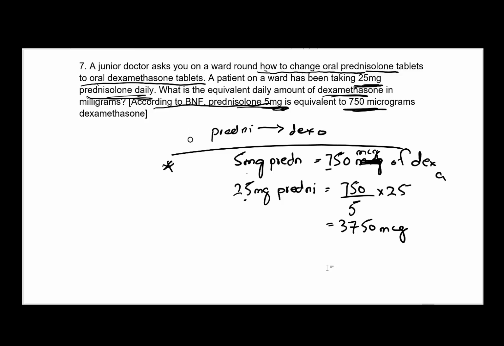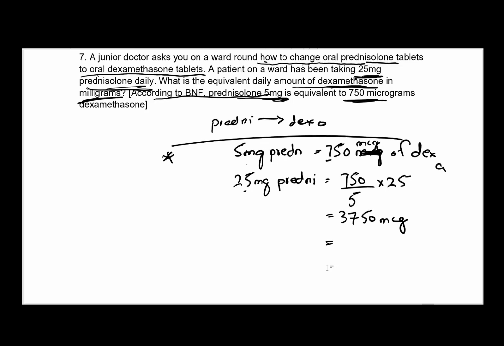But the question asks, what is the daily equivalent amount of dexamethasone in milligrams? So we need to convert 3,750 mcg into milligrams. Again, we are going from a smaller unit to a bigger unit. The decimal moves towards the left, 3 places. So 1, 2, 3. So it would be 3.75 milligrams. Do you understand that?